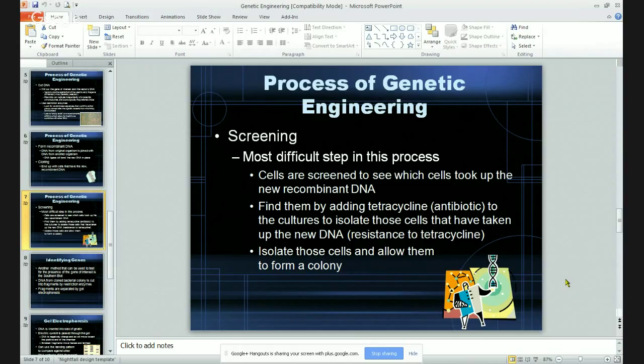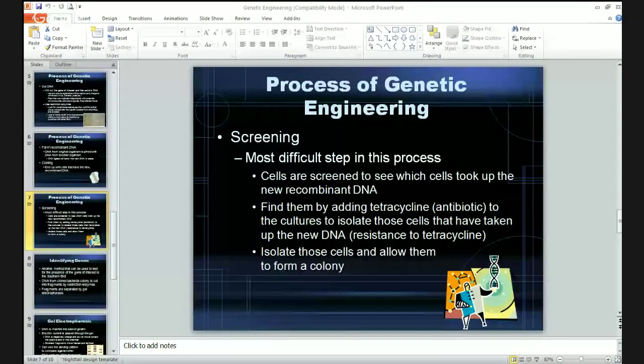Like I said, Monday I'll have a picture for you of the sticky ends to give you a better idea as to what you're looking at.